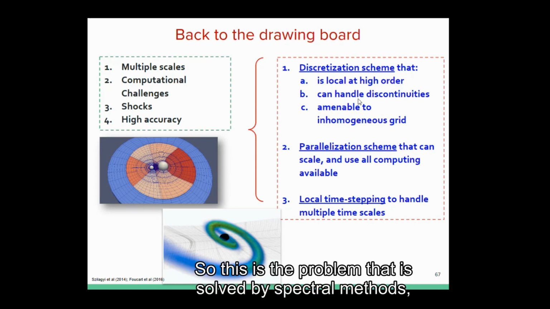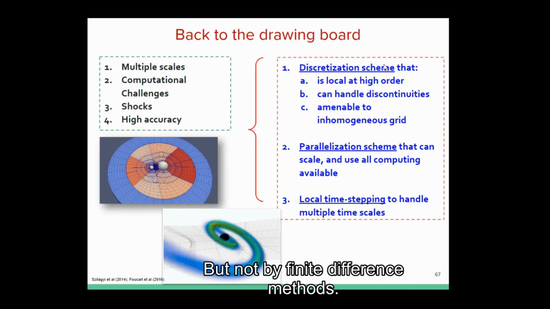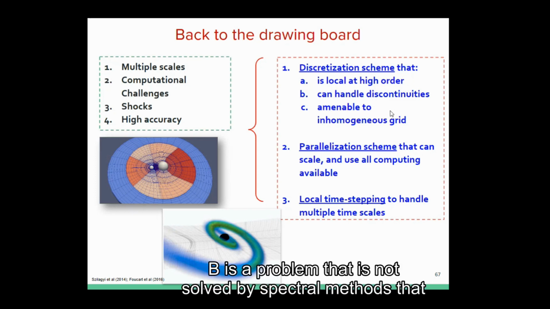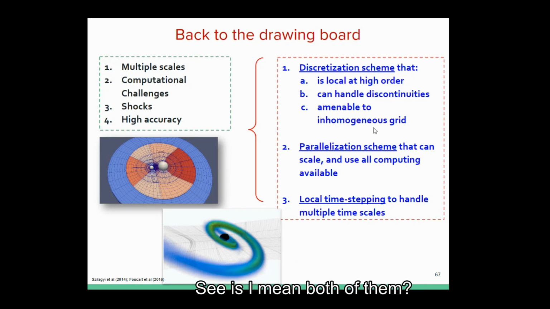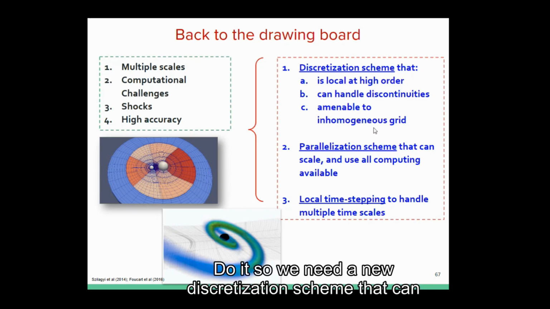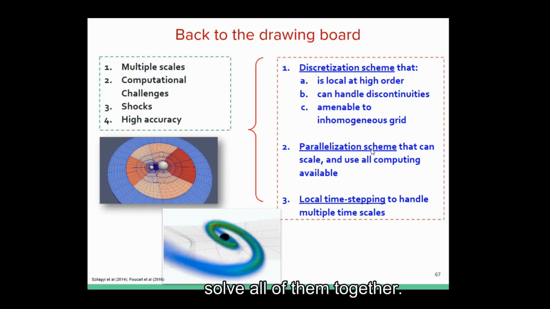So this is a problem that is solved by spectral methods, right? But not by finite difference methods. B is a problem that is not solved by spectral methods and is solved by finite difference methods, right? And C is, both of them do a reasonable job. So we need a new discretization scheme that can solve all of them together.